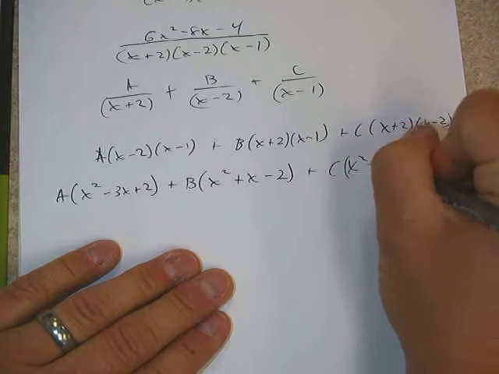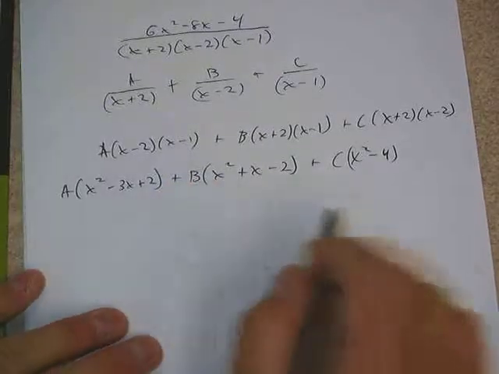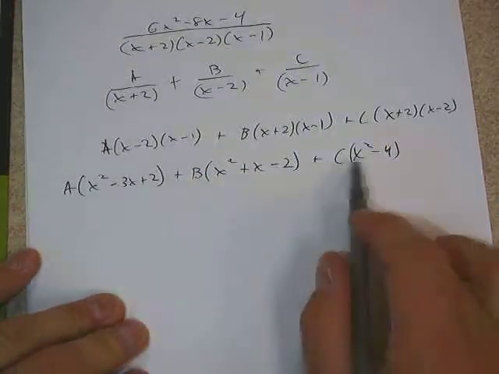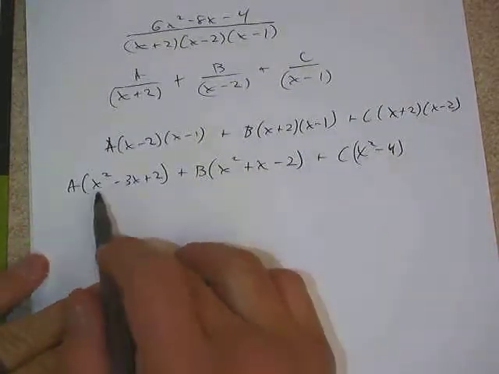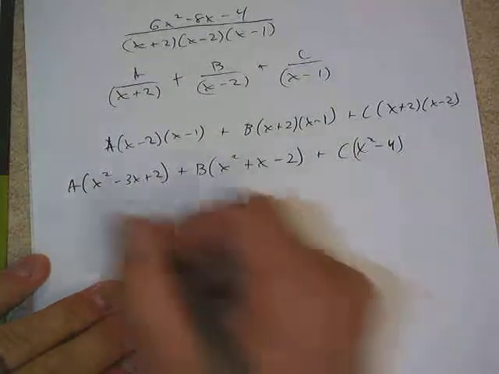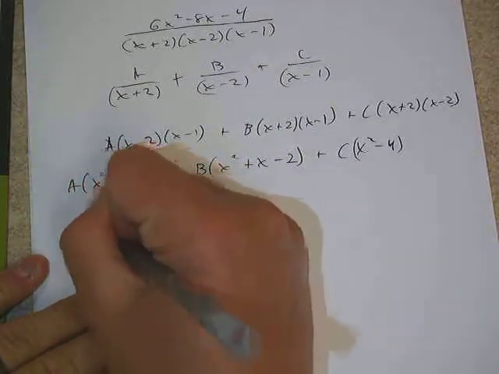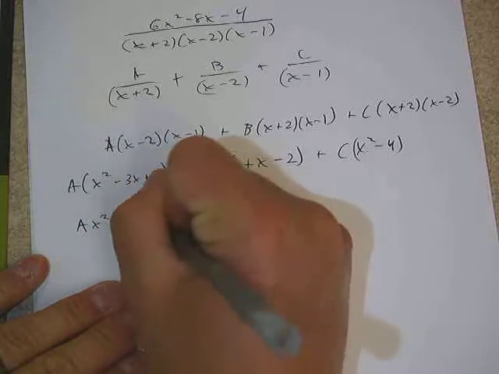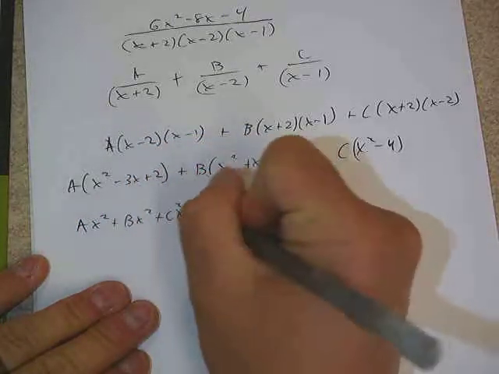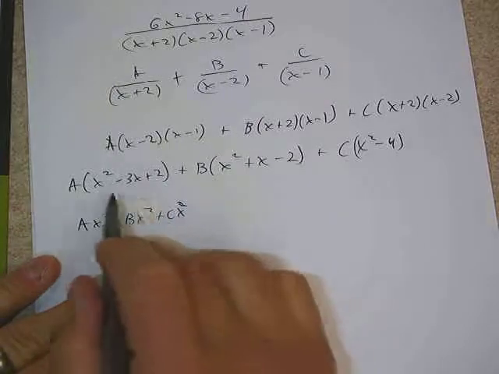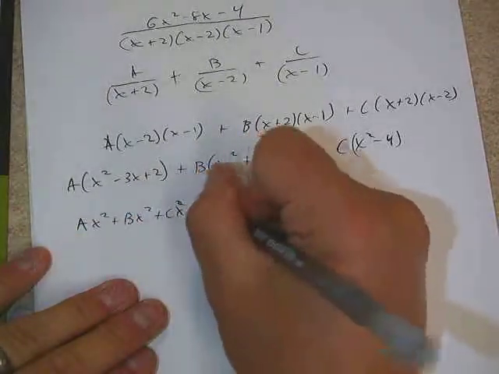But ultimately, it's just a matter of doing algebra, so we can do our a times x squared minus 3x plus 2 in here. And then our b would be multiplied by x squared, and then we'd have a 2x, and a negative 1x would be plus x minus 2. And then our c here would be multiplied by x squared minus 4.